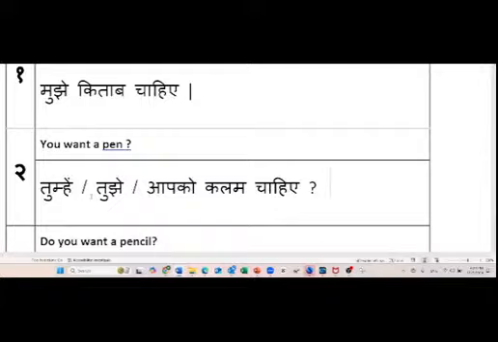Because tum is someone the same age as you. So how do you know that you're talking to a person of the same age here? So Aapko is the best. Yes, there you go. Aapko is the best. If you don't know, Aapko is the most foolproof, the most polite.